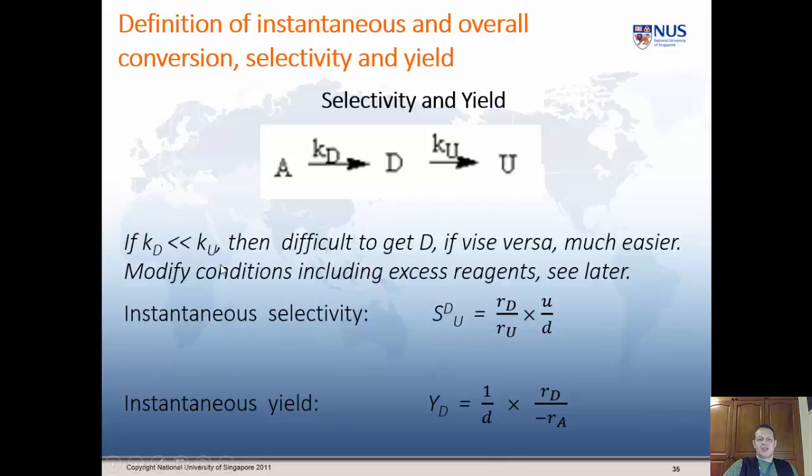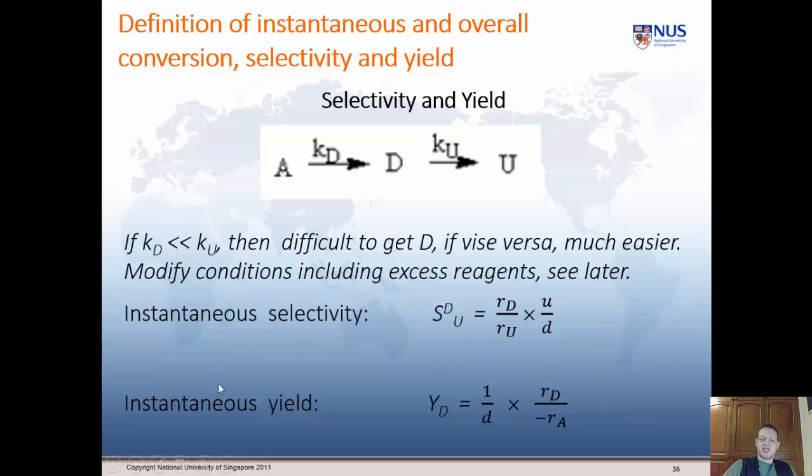Now, if KD is much smaller than KU, it's really rather difficult to get D, because effectively this is very slow and then that's very fast, so you don't know which is controlling. So vice versa, of course, it's much easier. So in those situations, you need to modify your conditions, including excess reagents, to unpick it. Like your instantaneous selectivity, all things being equal, is defined like that.